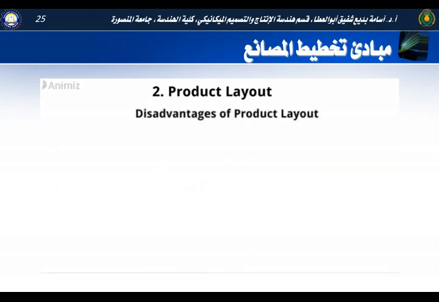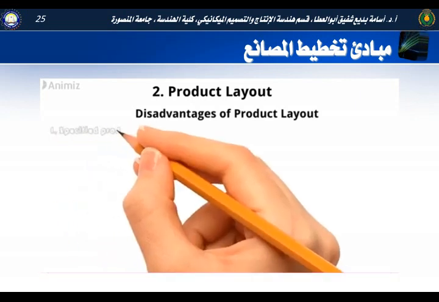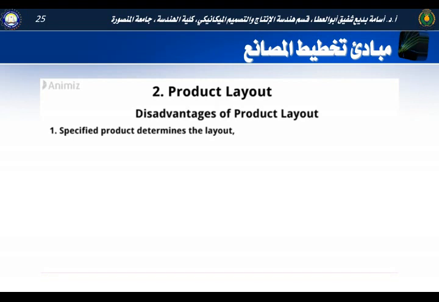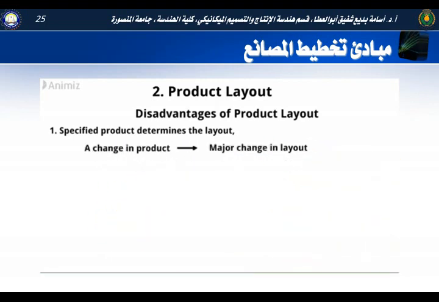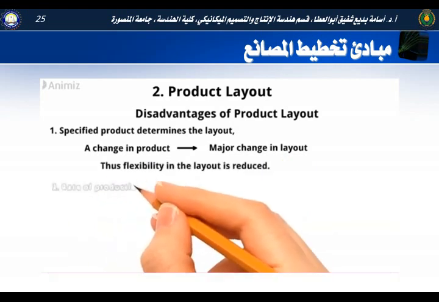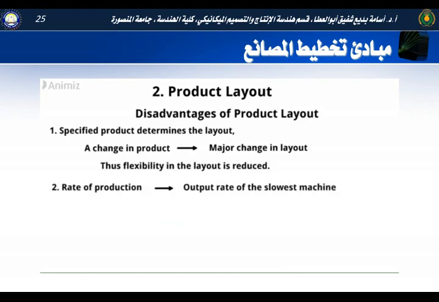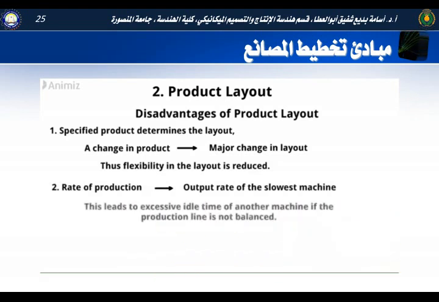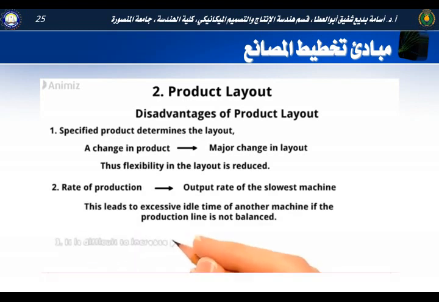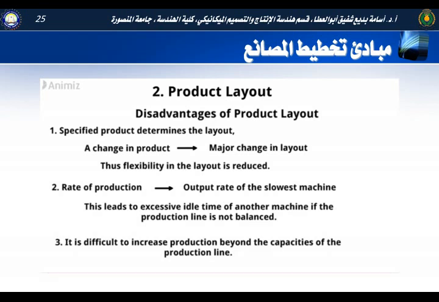Disadvantages of product layout. 1. In product layout, the specified product determines the layout. A change in product involves a major change in layout, thus flexibility in the layout is reduced. 2. Rate of production depends upon the output rate of the slowest machine. This leads to excessive idle time of other machines if the production line is not balanced. 3. It is difficult to increase production beyond the capacities of the production line.